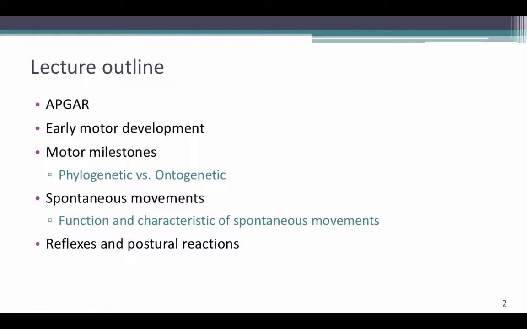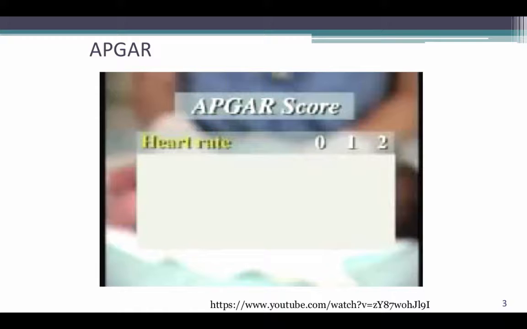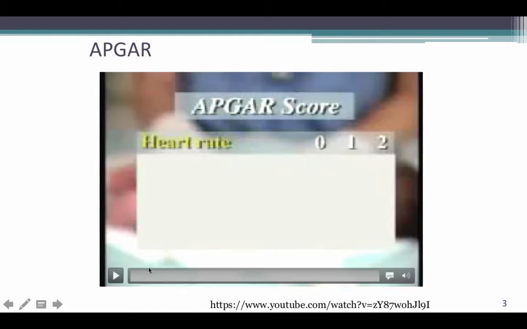Quick lecture outline, we'll be going over the APGAR test, some basics on early motor development, covering the motor milestones, phylogenetic versus ontogenetic milestones, spontaneous movements, the function and characteristic of spontaneous movements, reflexes and postural reactions. So to start, we'll watch this video about the APGAR test.